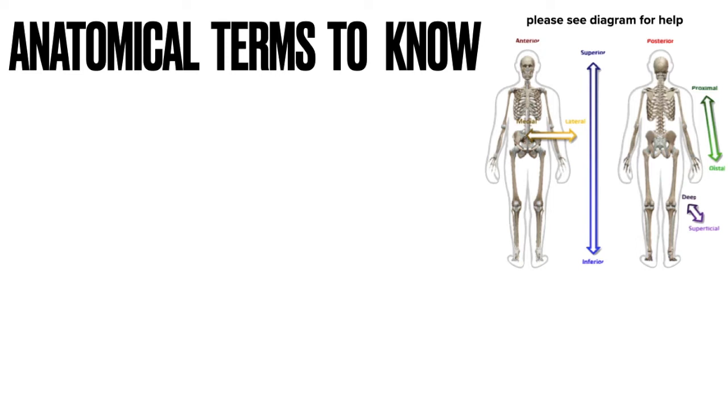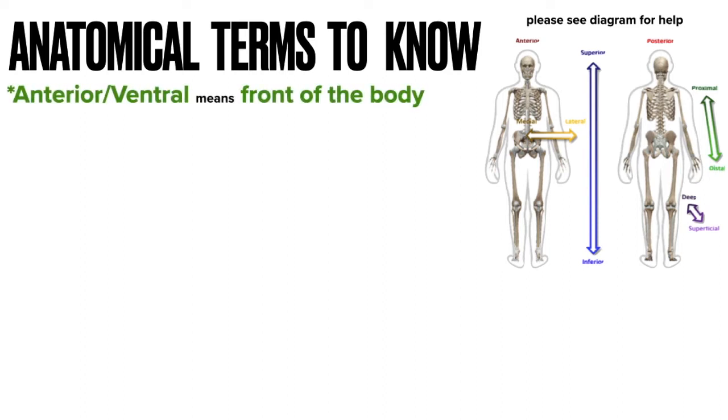You probably learned these in life science or biology, but we're going to address them again. The first one is anterior or ventral. In the human body, anterior and ventral means the front. But if we're talking about a dog or a cat, anterior and ventral have two different meanings because the dog or the cat would be on all four.